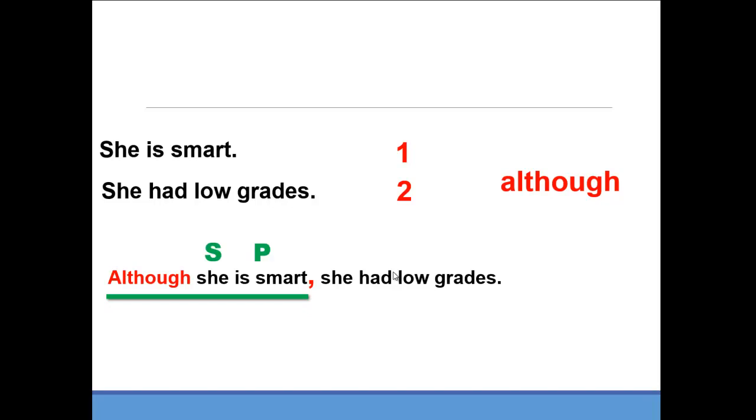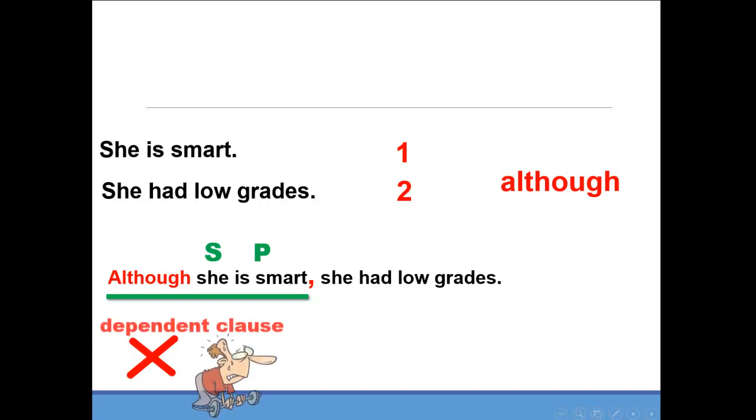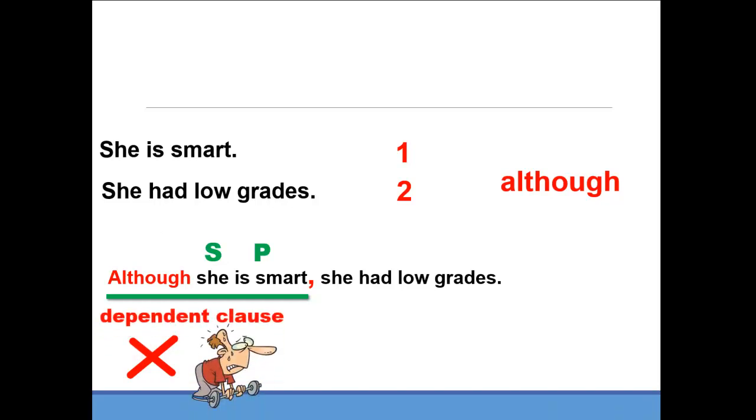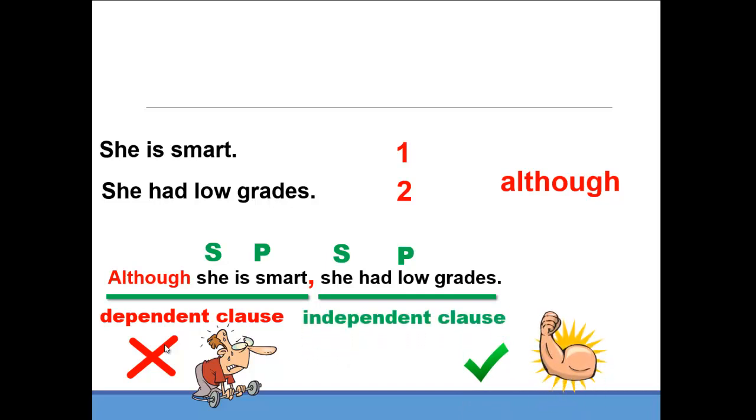Can I use this part of the sentence alone? Although she's smart, no, I can't. So what do I call this part? The part that begins with the subordinating conjunction, I call it the dependent clause. The part that depends on the other part of that sentence. She had low grades. Can I use this part alone? Yes, it tells a complete idea. So what do I call this part? I call it the independent clause.